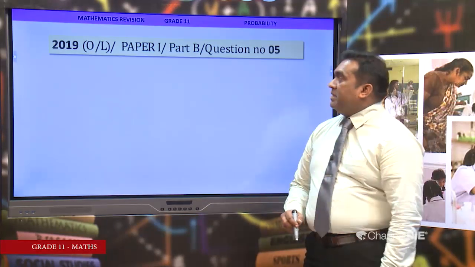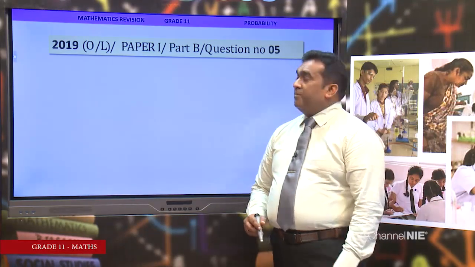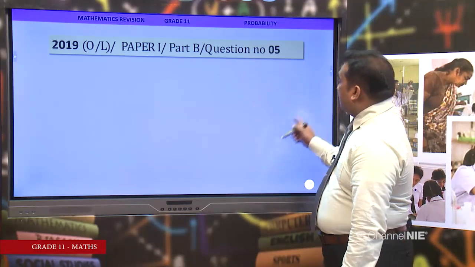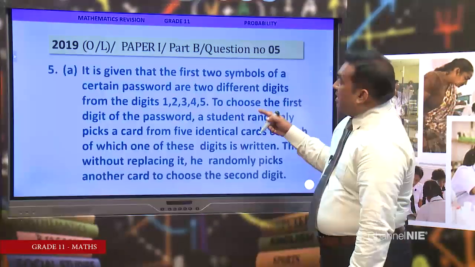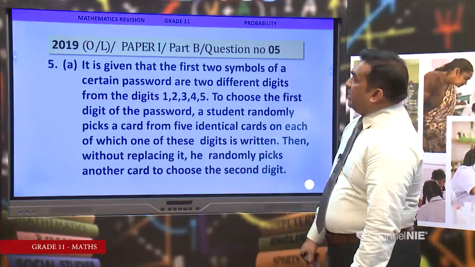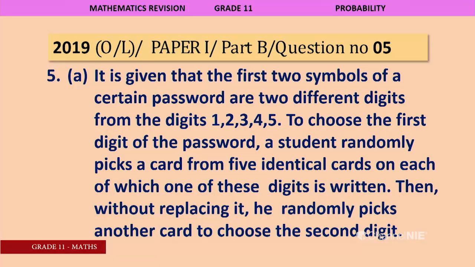Now 2019 past paper question, part B, question number 4. We will see the experiment. It is given that the first two symbols of a certain password are two different digits of the digits 1, 2, 3, 4, 5, different digits.